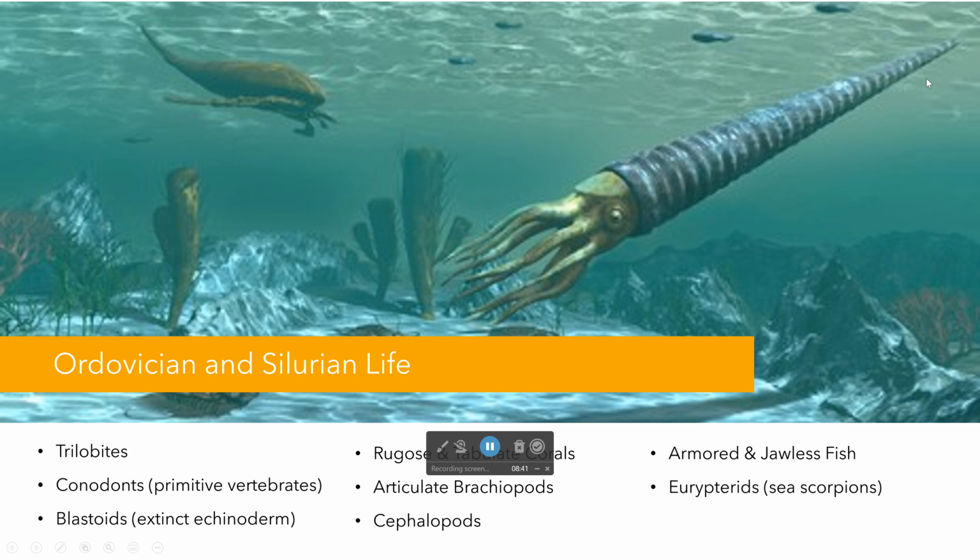So cephalopod here, this is an ammonoid cephalopod, which is a relative of modern squid and nautiloids. There's also armored and jawless fish developing, and eurypterids, which are a type of sea scorpion, and you can see that in the background in the top left.